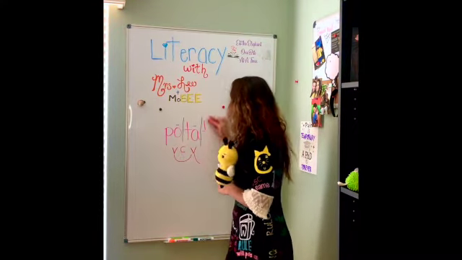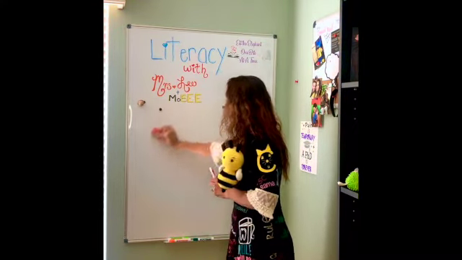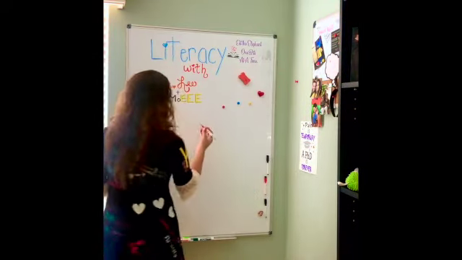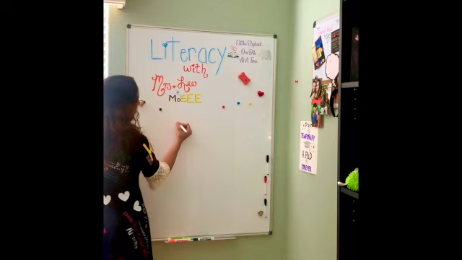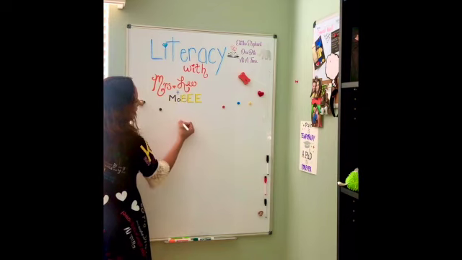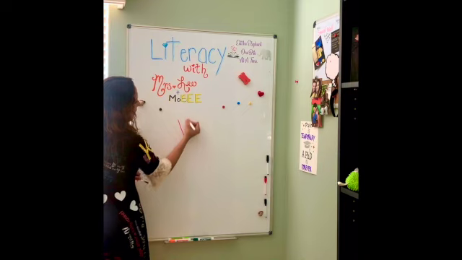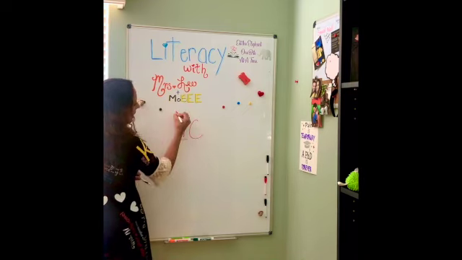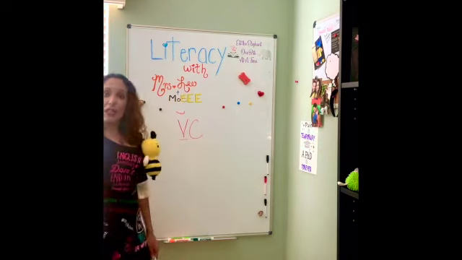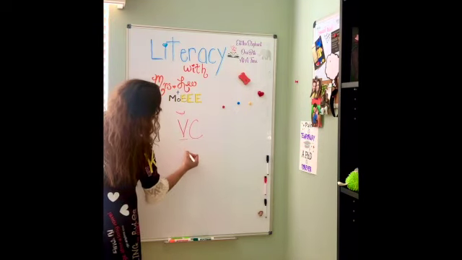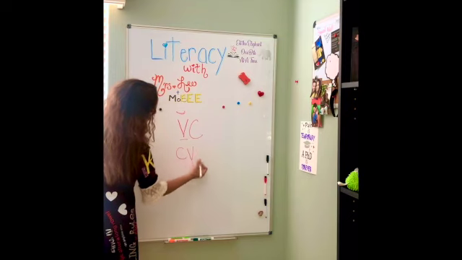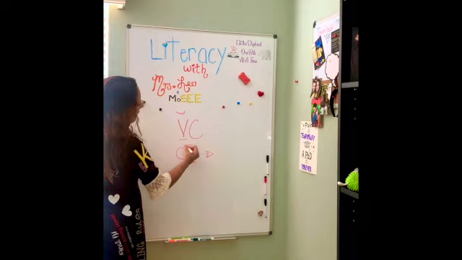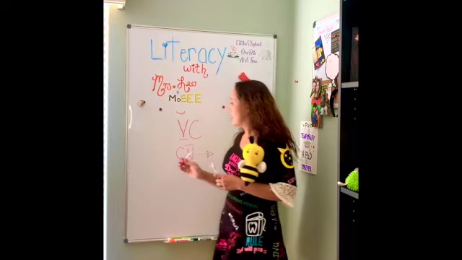Remember, we have learned our closed syllables, which is a vowel and a consonant. So that consonant is blocking the vowel, making it short. And we have also learned our open syllable, meaning there's nothing blocking it. It is open. So that vowel makes a long sound.